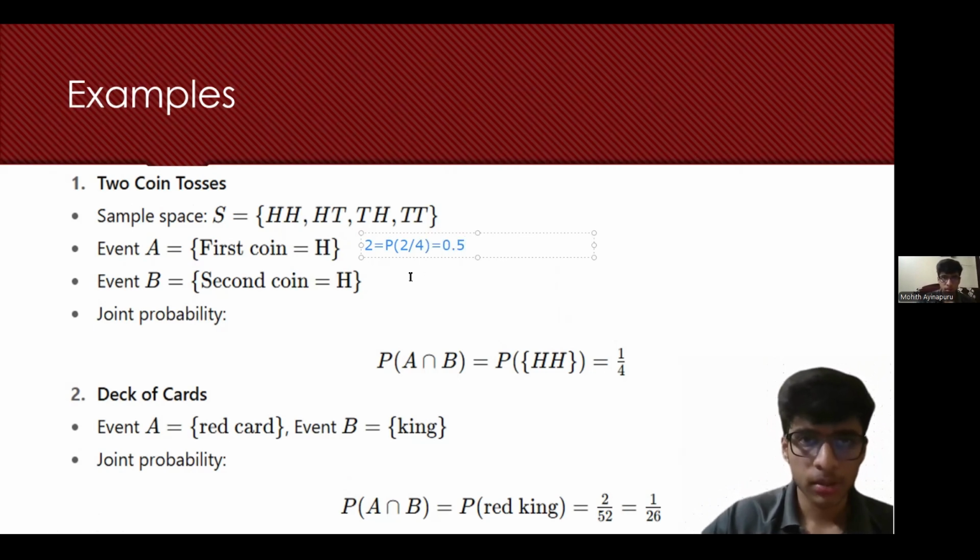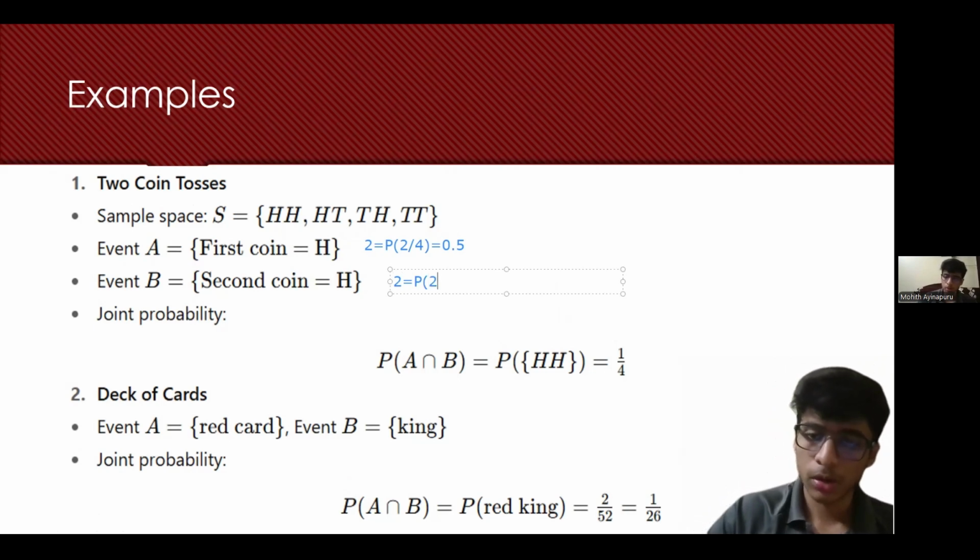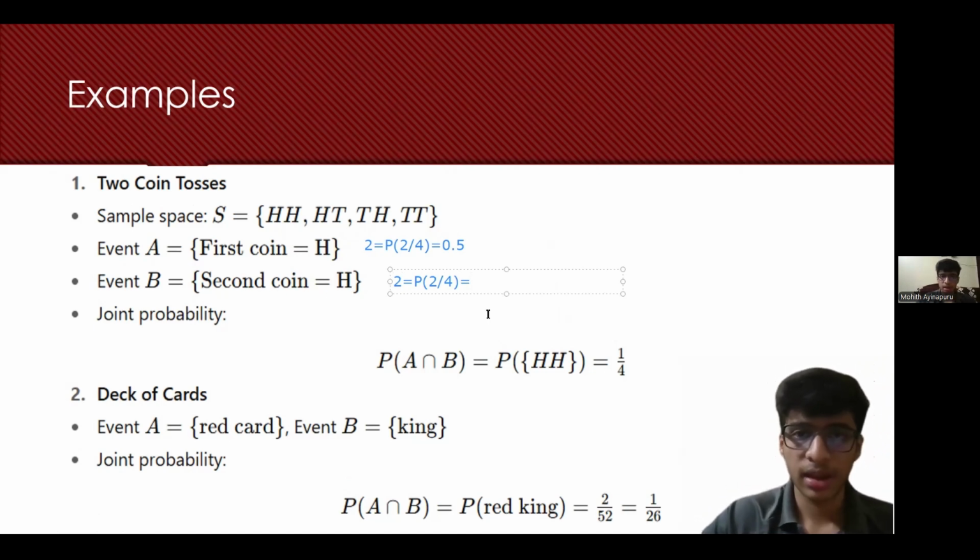0.5. Similarly, for this second one, the number of favorable outcomes is 2. And if we see the probability of it, the number of favorable outcomes is 2 and the total number of outcomes is 4. So the probability of the happening of event B is 0.5. So if we consider the previous formula, P of A intersection B equals P of A plus P of B minus P of A union B.